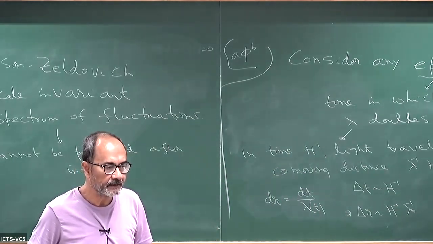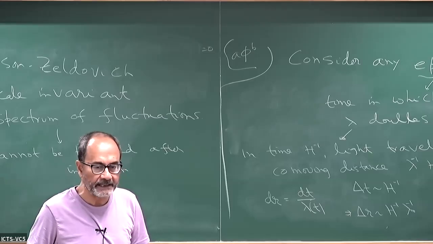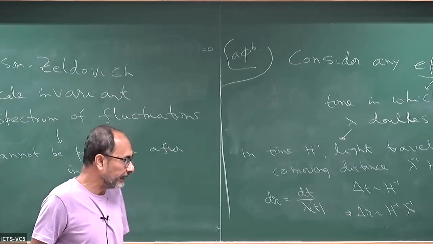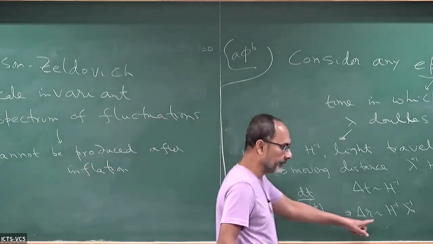Is this clear? Because this is the light travel distance during the epoch, and you are always measuring in the co-moving distance, delta r.